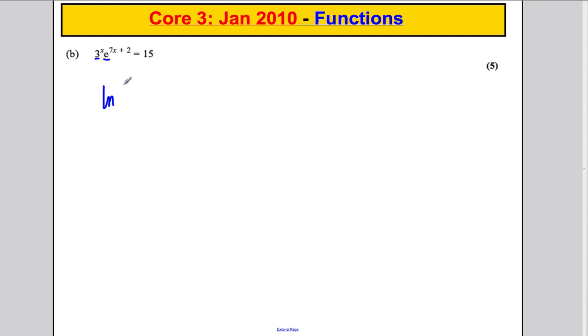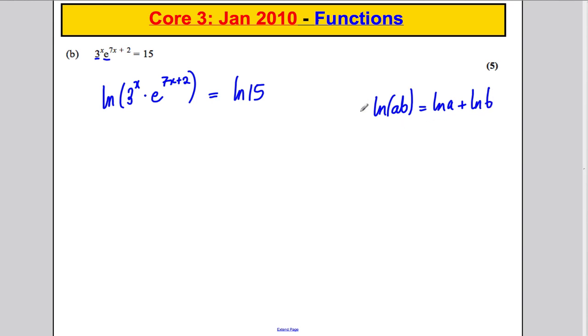Take natural logarithms of both sides. 3 to the x, e to the 7x plus 2. That dot just means they're multiplying so I don't get confused, and is equal to ln 15. Now you should know that ln of a times b is ln a add ln b. There's a law of logs, so we can break this up into ln of 3 to the power of x plus ln of e to the 7x plus 2 is equal to ln 15.